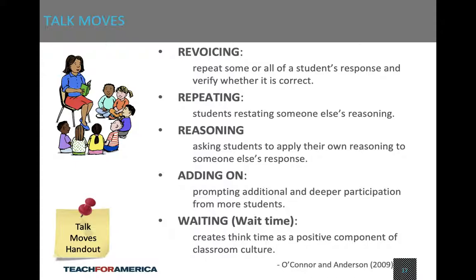Waiting. Wait time is really important, and this creates think time in our rooms, which can seem like, yes, I'm going to commit to that, but when you're in the moment, giving students wait time can be really difficult. And I want you to encourage more than 5 seconds for that student to think. Given that wait time will only improve them to be able to have time to answer your question.